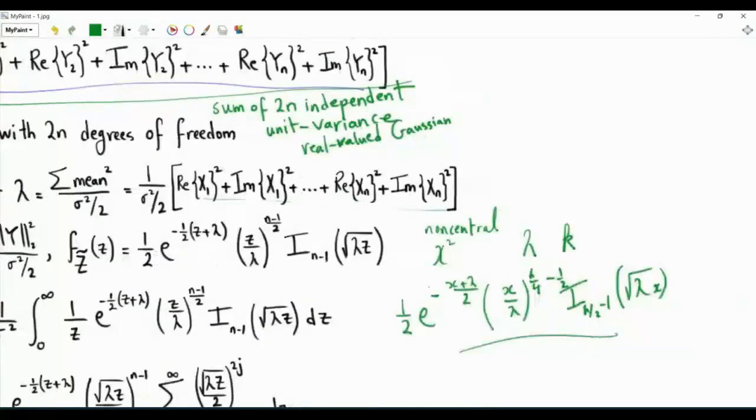In our case, what we need to do is to use k equal to 2n. In the general PDF, just replace k by 2n. Okay, so this k over 4 will become n over 2. This k over 2 will become n.